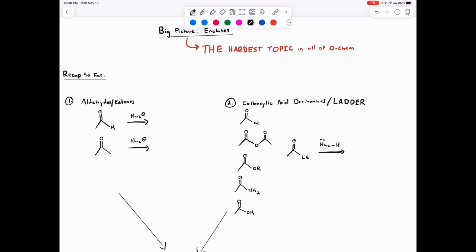Today we are diving into enolates, which unfortunately is the hardest topic in all of O Chem, in my opinion. This is the hardest topic in O Chem 1 and 2. This unit is very, very important.